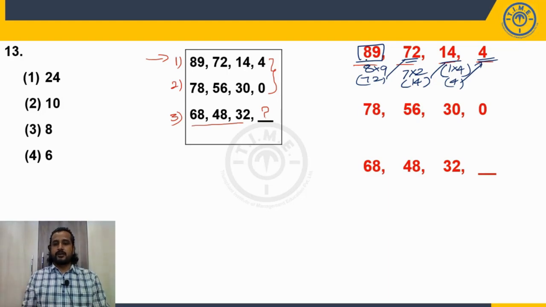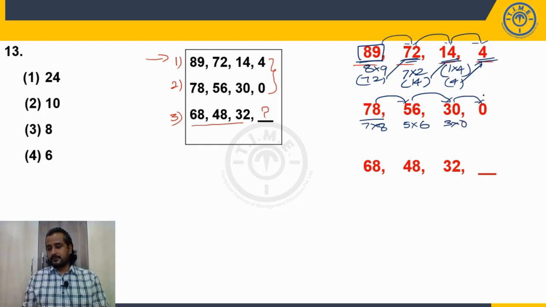So we are doing first the product of the digits and then taking the resultant as the next number. 7 into 2, 14, the resultant is the next number. 1 into 4, 4, that is the next number. So similarly, let us check whether it is correct or wrong in the second series. 7 and 8, 56, yes, it is the next number. 5 and 6, 5 into 6, 30, yes, it is the next number. 3 into 0, 0, yes, it is the next number.